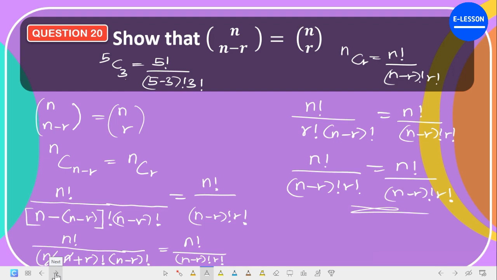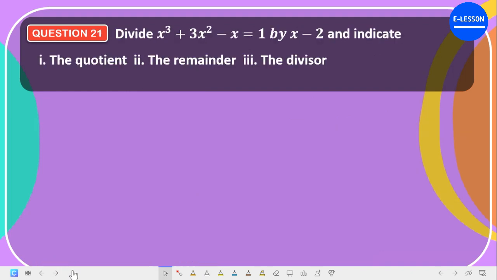Now let's look at the next. I believe you should take a look at it again. It's very easy. Now let's look at the next question. The next question says, divide this by this and indicate the quotient. Now we are going to use the long division method, which is something you must have learned in your KG2. The long division method. You have here as what?